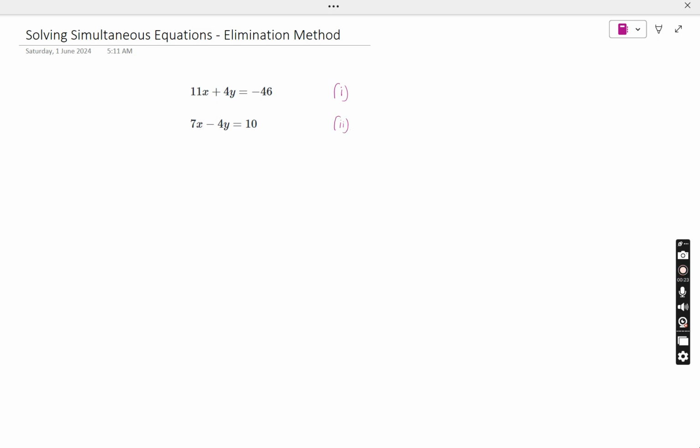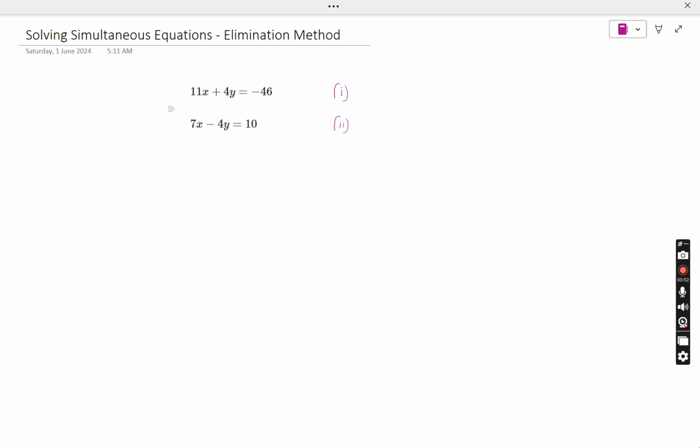Next step, the whole idea of the elimination method is that we are trying to eliminate one of the variables. So we could try and eliminate the x's, or we could try and eliminate the y's. Now I'm going to choose to eliminate the y's here because they already have the same coefficient in front of the variable, 4y, and then at the bottom it's a negative 4y.